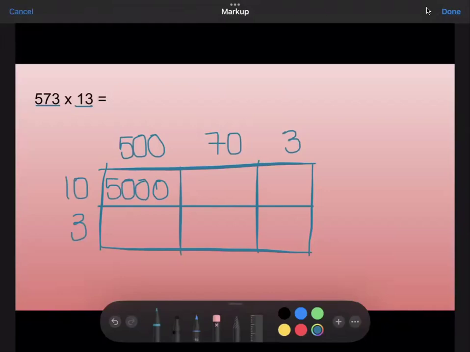Okay, for the next box to the right of that or in the middle, I need to multiply 70 times 10 because it's the number on top times the number on the side. So even if it's across a couple boxes. So 7 times 1 is 7. And then I need to add 2 zeros, 1 from 70 and 1 from 10. So that's going to be 700. Now over here on the last one, that's 3 times 10, which I know is 30.